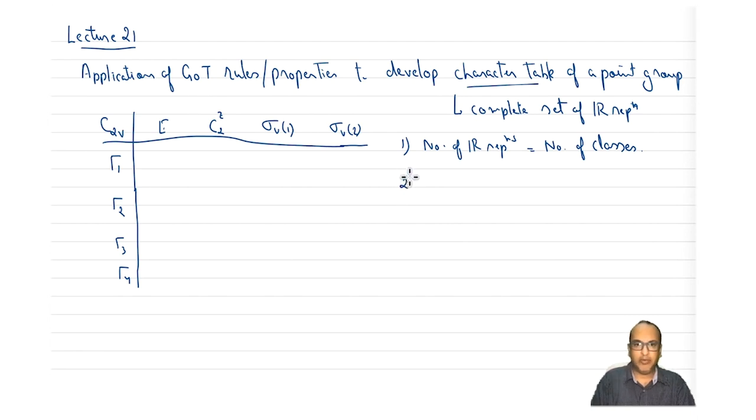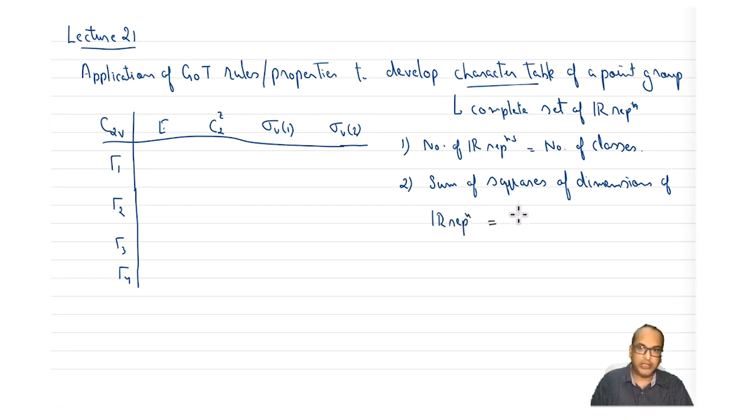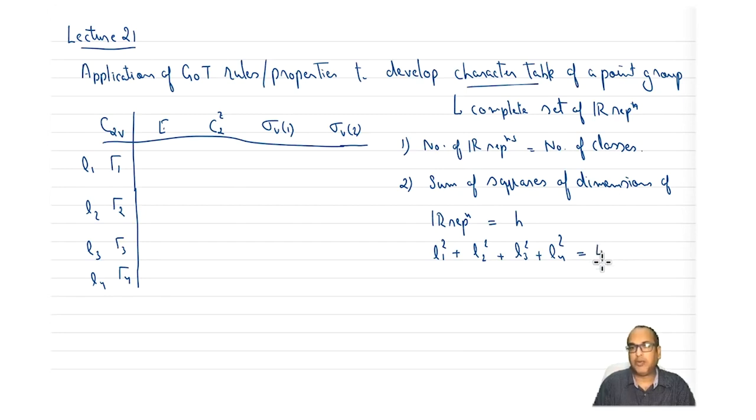Now another rule, which I think is property one, says the sum of squares of dimensions of IR representations is equal to h, right? So what does it mean? We have four representations, so each one has an associated dimension. Let's call these dimensions L1, L2, L3, L4. So the sum of the squares of these dimensions, that is L1 square plus L2 square plus L3 square plus L4 square, is equal to h. h is the order of the group, which is 4 here, right?